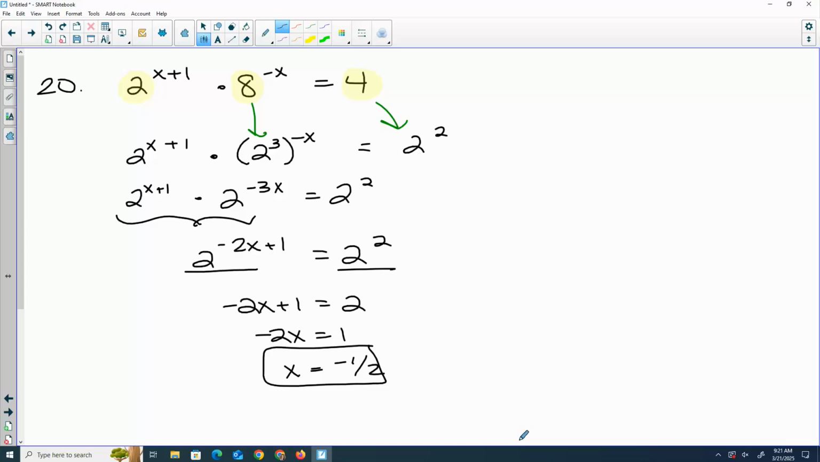And you can check your answers on these, but you shouldn't get answers that don't work, unlike the radical problems. It's when you start adding squares and cubes to the problem that you might get extra answers. These should check out, but pretty easy to plug in and verify.